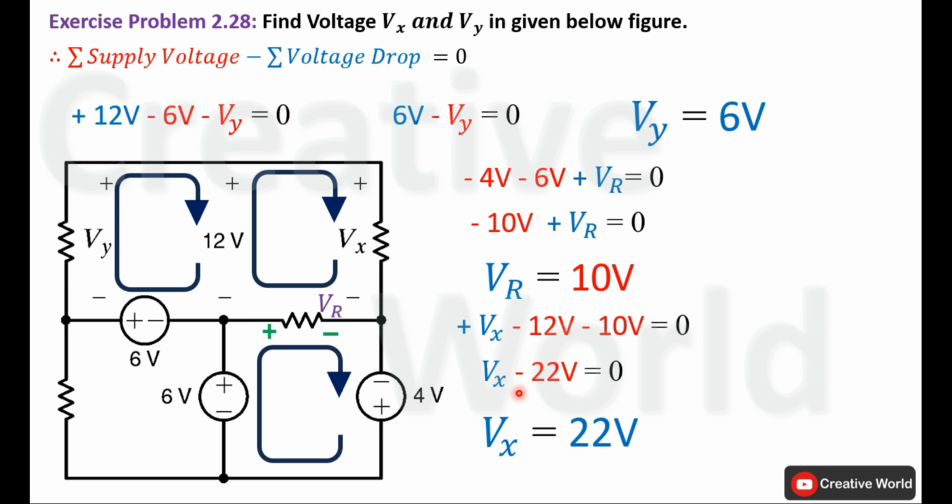So the value of Vy inside this circuit is 6 volt and the value of Vx is 22 volt.